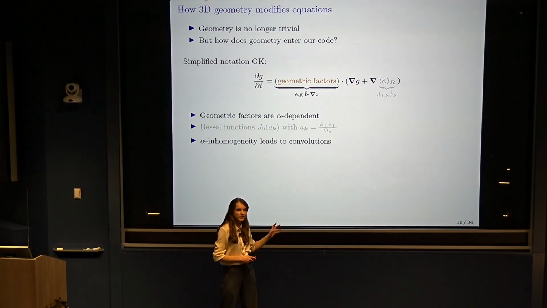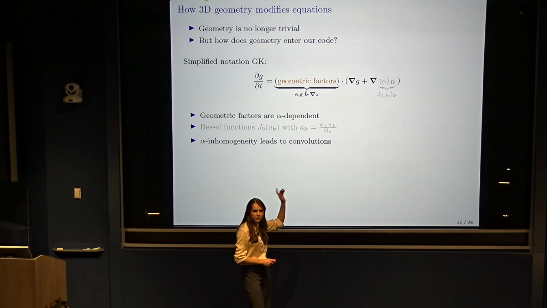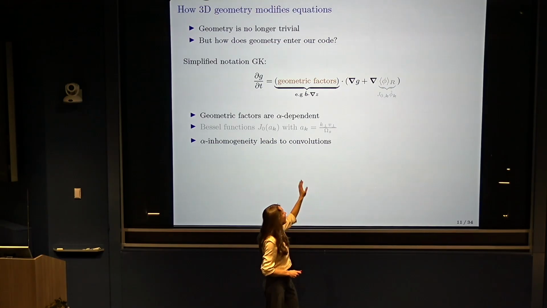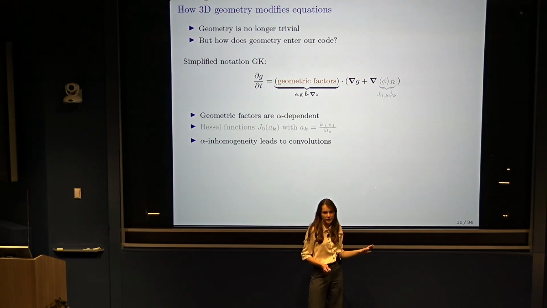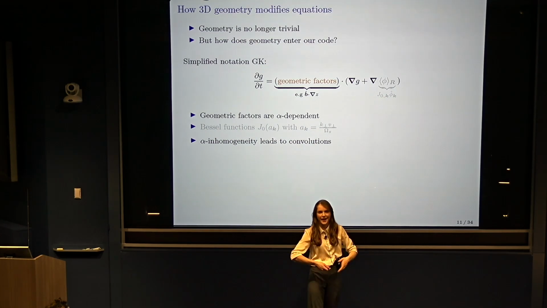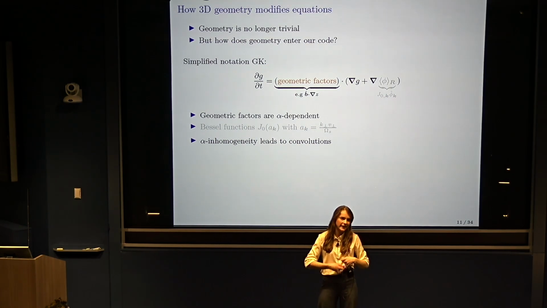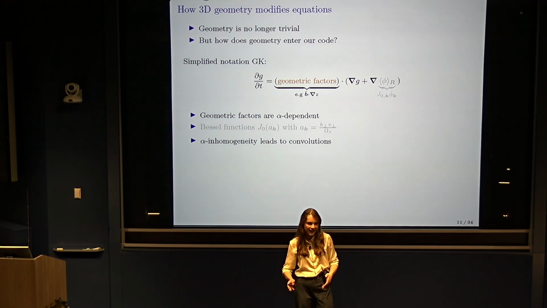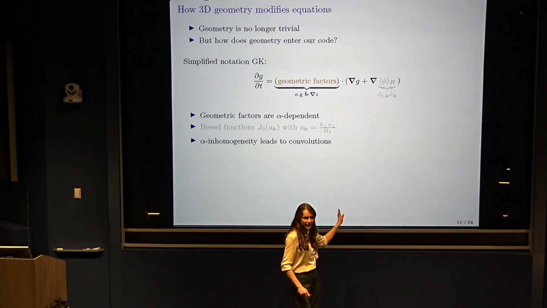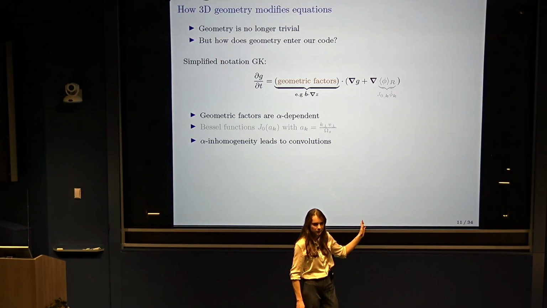So what happens is when I Fourier transform this, I have two things that depend on alpha. I have these geometric factors, and I have this distribution function. I'm going to end up with a bunch of convolutions. And so now different wave numbers are being coupled in even my linear terms. Before, in a flux tube calculation, these linear terms were really nice to deal with because they were k by k. However, now all of my k's are coupled even in the linear terms. So this adds some complexity.